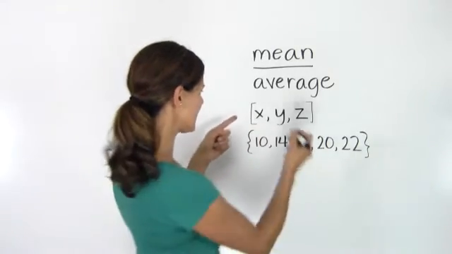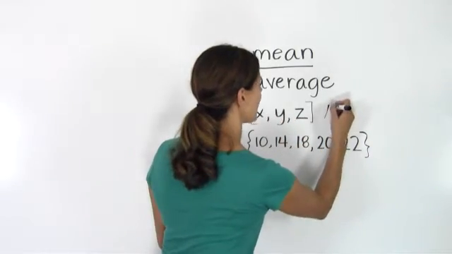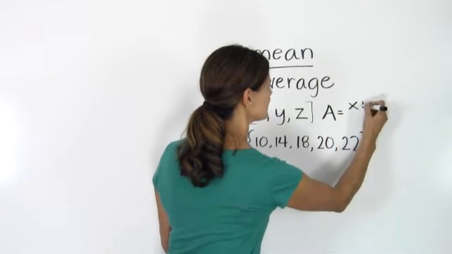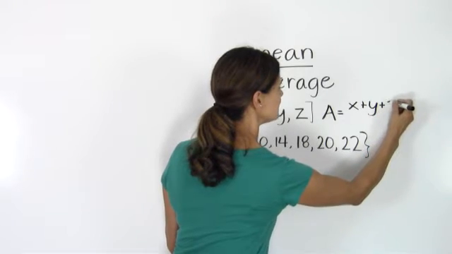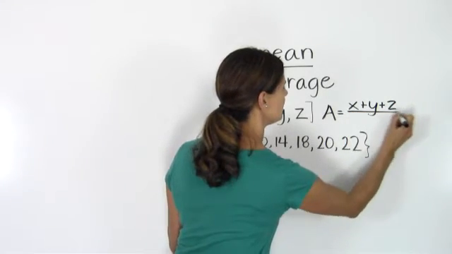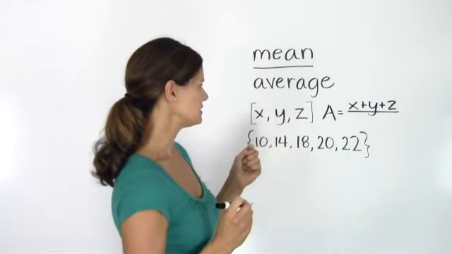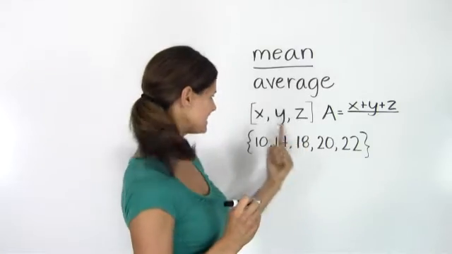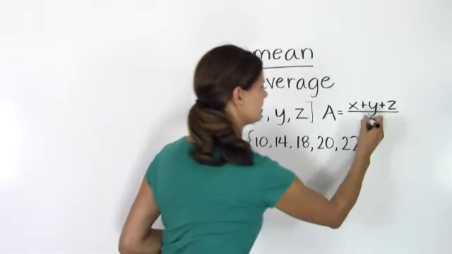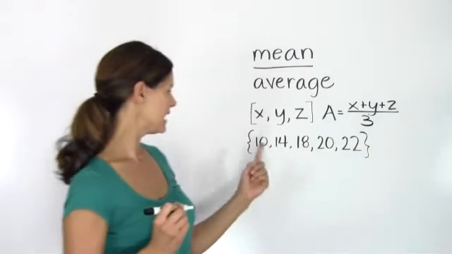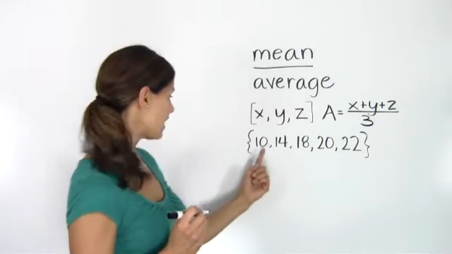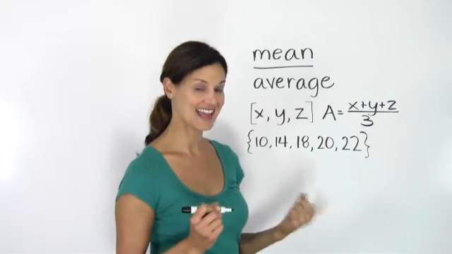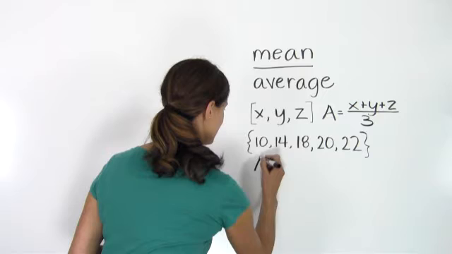So if we have a set X, Y, Z, I can find the average by adding up my X plus Y plus Z for the total of all my values, and then I divide by the number of values in my set: 1, 2, 3. Divide by 3. In this example, where I have the values 10, 14, 18, 20, and 22 in my set, I add those all together to find the average.